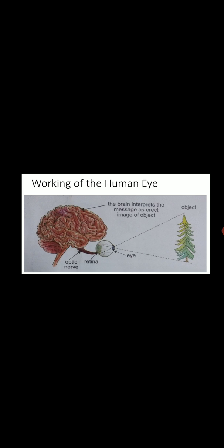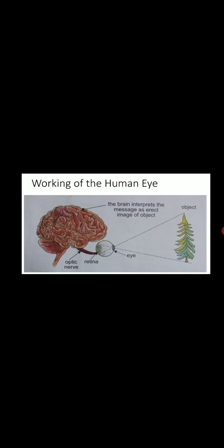So the retina has a large number of light sensitive cells, and these cells are known as rod cells and cone cells. When the light falls on the retina, these light sensitive cells generate electrical signals which are then sent to the brain through the optic nerve, and due to this we are able to see the erect image of the object. You have to remember one thing, that the image formed on the retina is inverted, but our brain interprets this image as an erect image.